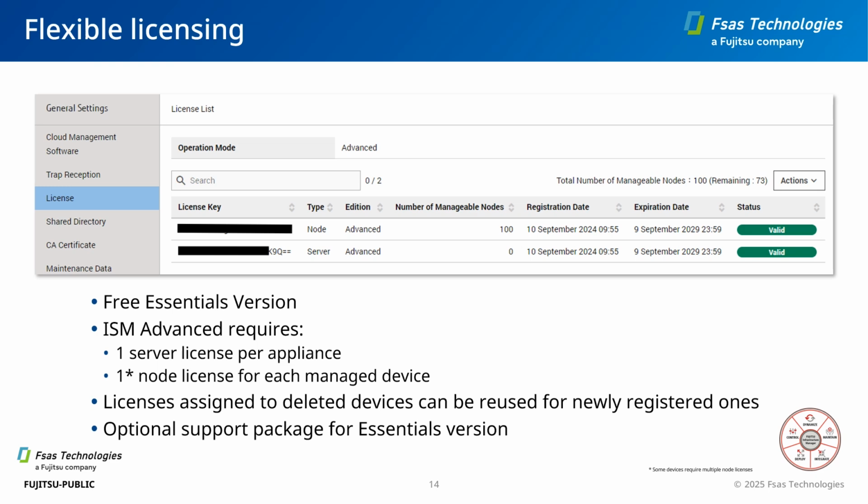Let's reiterate the licensing options. ISM Essential is free. ISM Advanced requires a server license per appliance and a node license for each managed device. Licenses assigned to deleted devices can be reused for newly registered ones. Also, an optional support package is available for the Essential version.